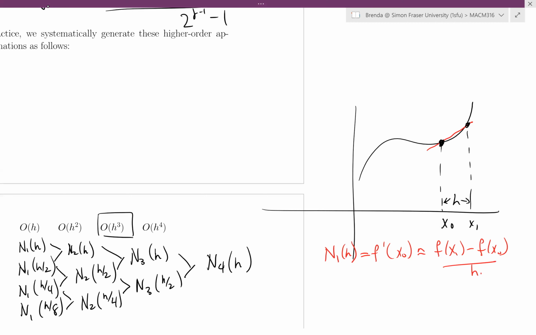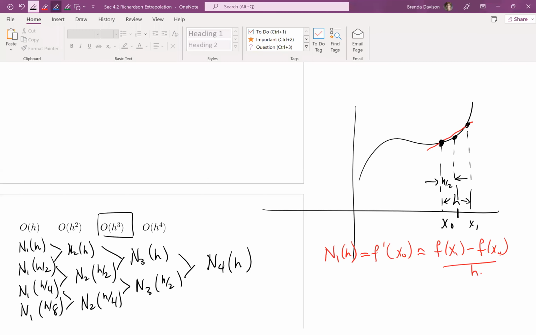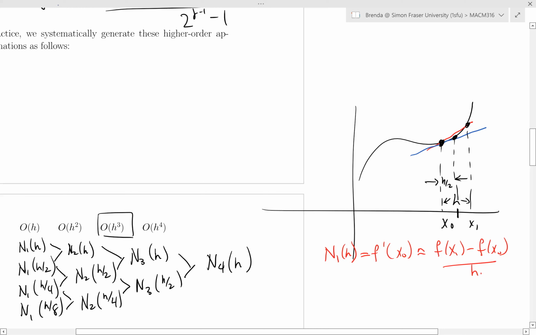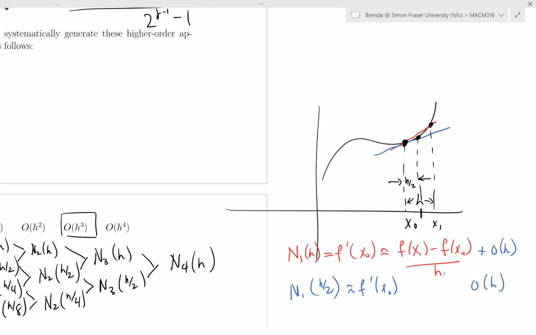Then what you do is you take half, h over 2, like that, and you make the same calculation of the tangent line. It's still an N1 approximation. You just use those two points. So now that blue line is N1 of h over 2. This one is an O(h) approximation, and this one is also an approximation for f prime at x naught, and it's also an O(h) approximation.